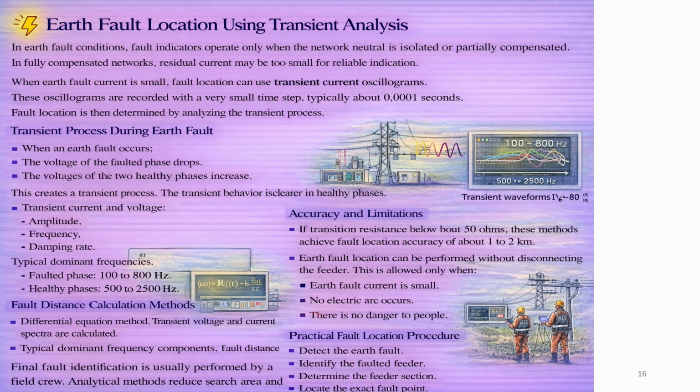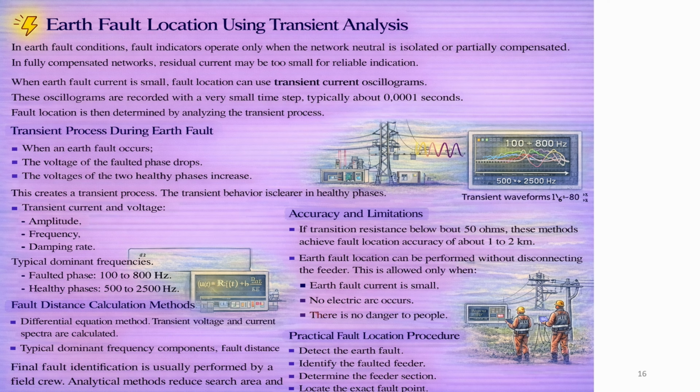In air fault condition, fault indicators operate only when the network neutral is isolated or partly compensated. In fully compensated networks, residual current may be too small for reliable indication. When the air fault current is small, fault location can use transient current oscillograms. Those oscillograms are recorded with a very small time step, typically about 0.001 seconds.